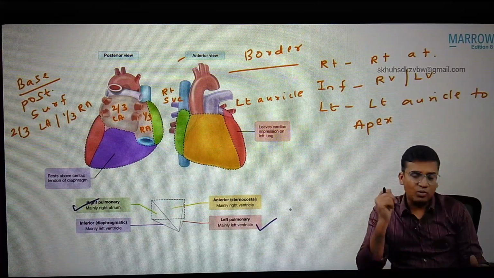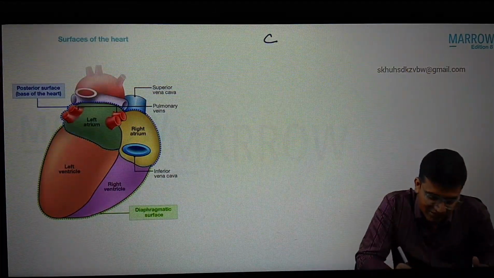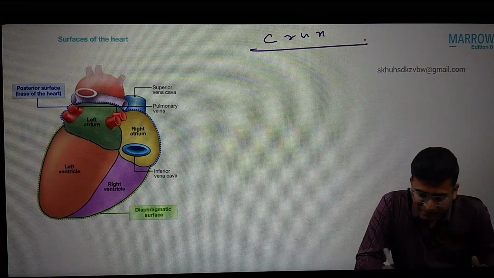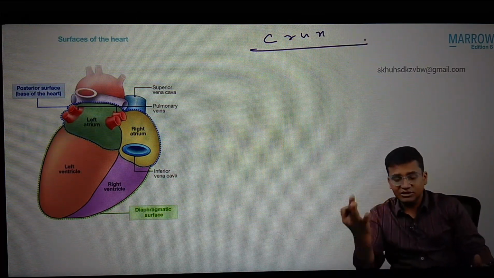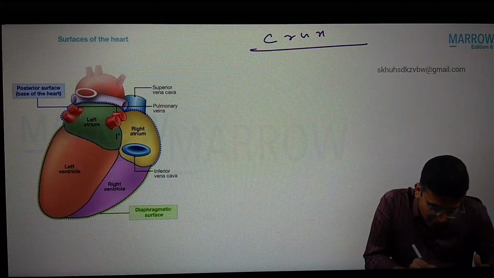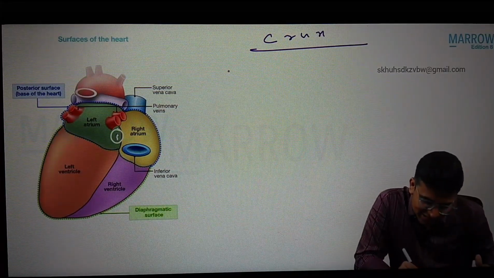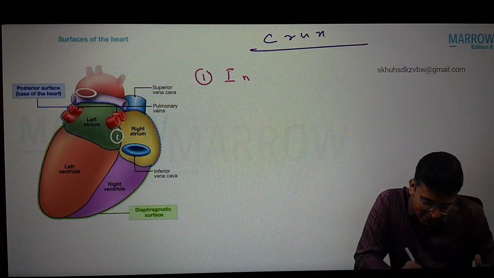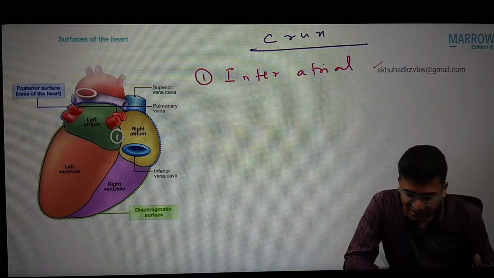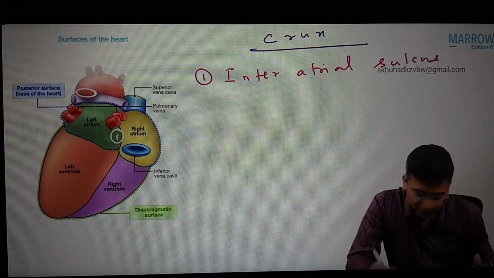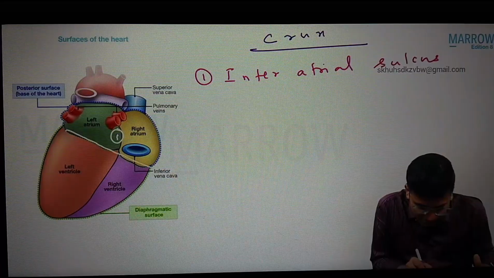Okay, right. Now, one last point in the external features of the heart is the crux of the heart. Now, crux of the heart is a meeting point of three sulcus, three grooves. Now, this is number one. What is number one? Number one is interatrial sulcus or interatrial groove. Okay. Number two.